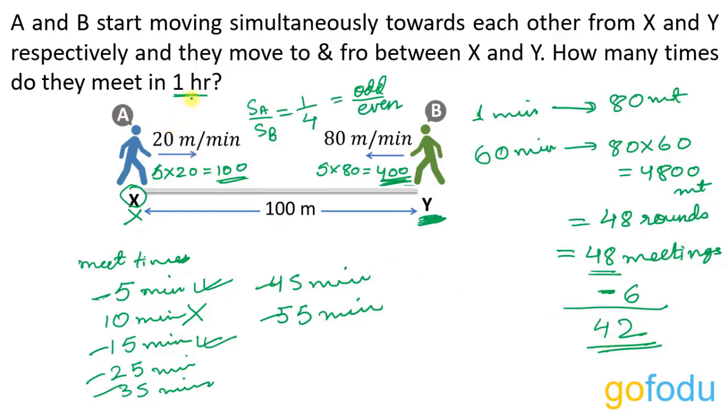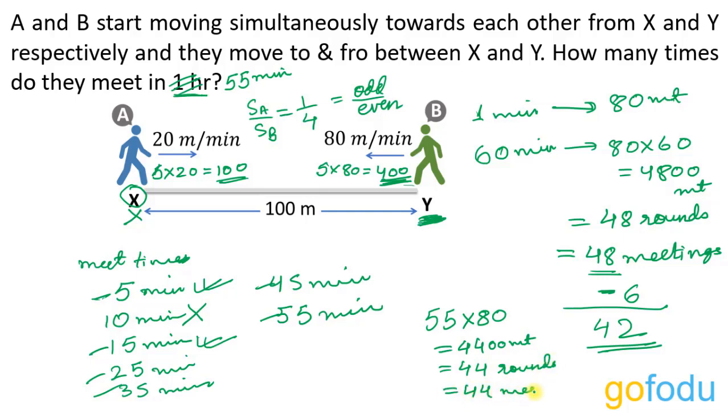Now in place of 1 hour, if the question said 55 minutes, how many times do they meet in 55 minutes? Now the things are going to be different. In 55 minutes, B will be covering 55 into 80, that is 4400 meters. B is faster, so we will be focusing on B. That simply means 44 rounds, which will mean 44 meetings.